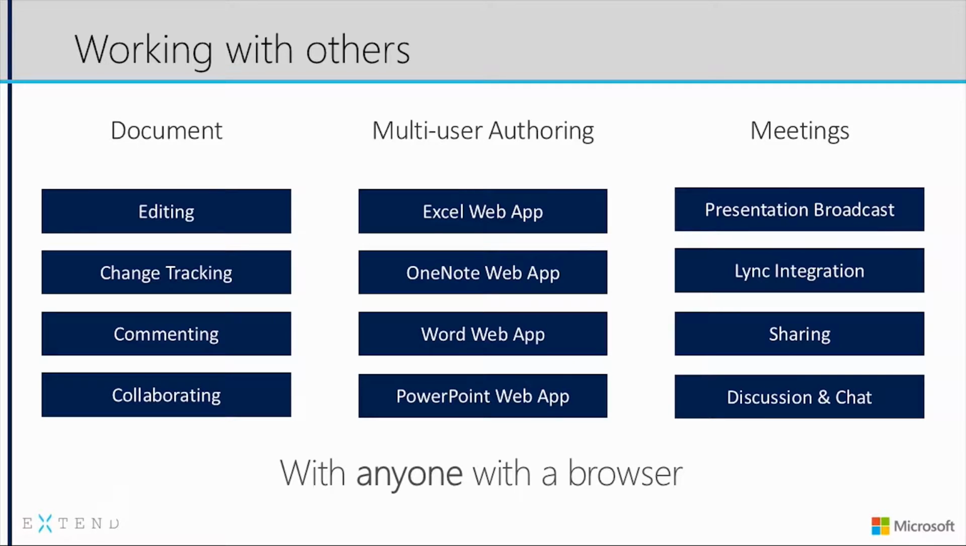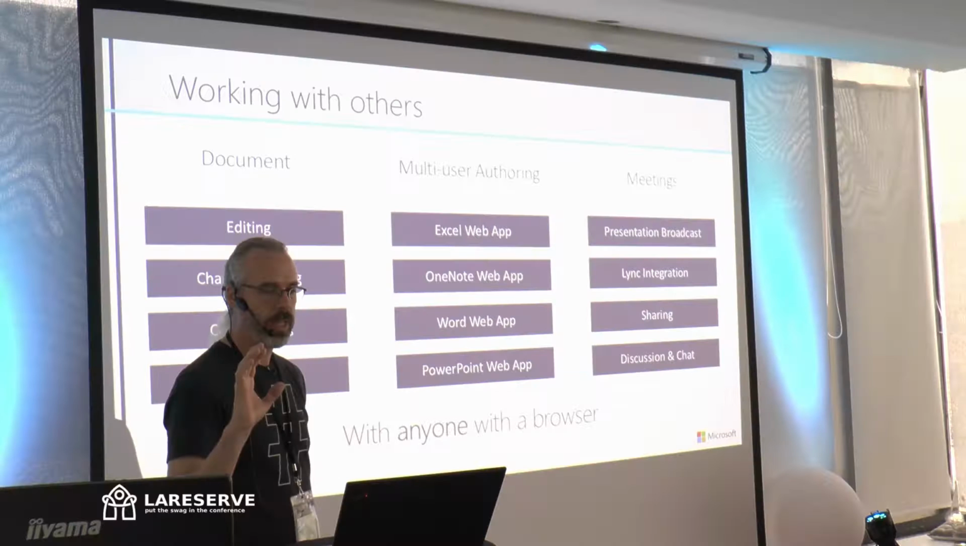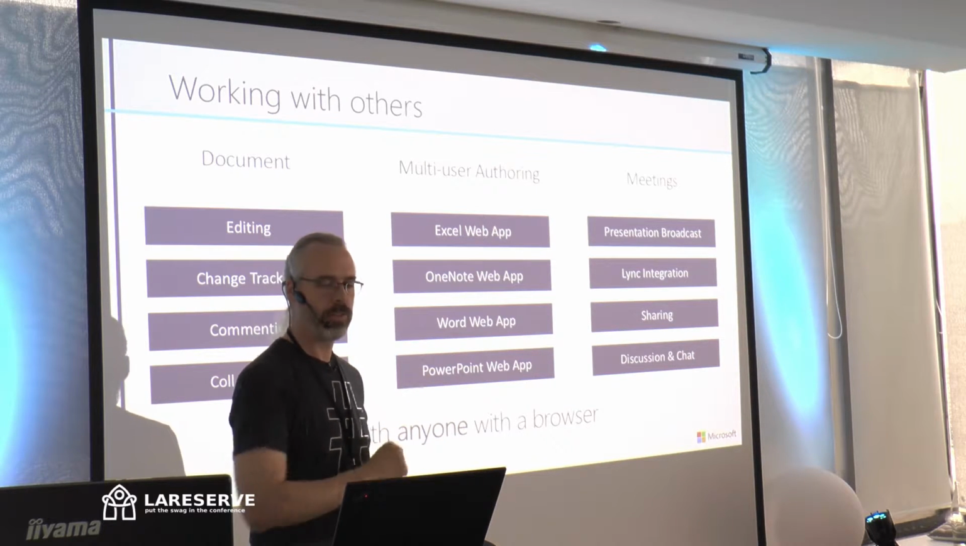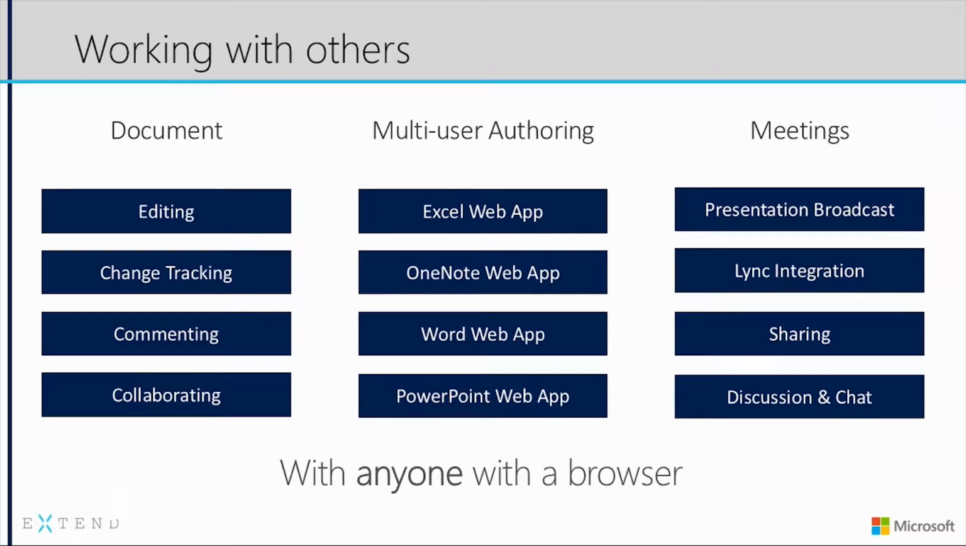Some of the editing features that make this very powerful, and which we'll now touch on with the WOPI protocol, are multi-user authoring. These are available in Excel, OneNote, Word, and PowerPoint. Document editing, change tracking, commenting. These are all collaboration features that are available through Office Online.